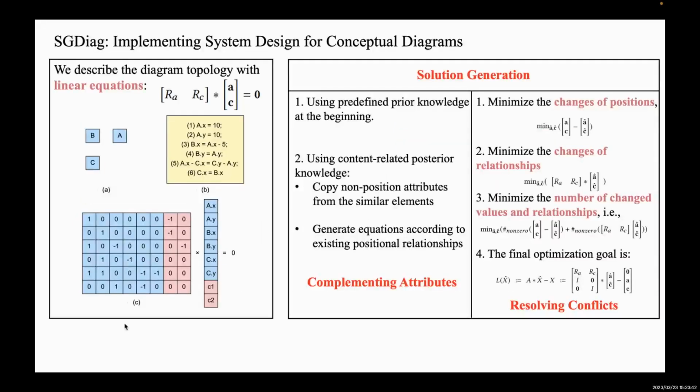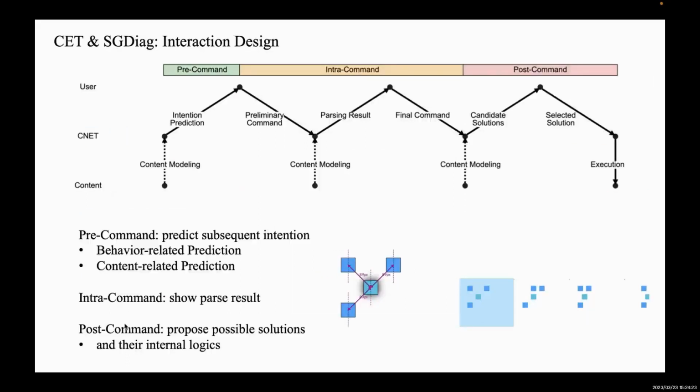Next, we introduce how we implemented this system design in CET. The most significant feature of our content modeling is the use of linear equations to describe the positional relationships between elements. During solution generation, we supplement missing positional information by performing elementary transformations of the equations. We can also use these linear equations to determine an optimization objective during conflict resolution, allowing us to calculate different conflict resolution strategies. The interaction design of CET consists of 3 parts.